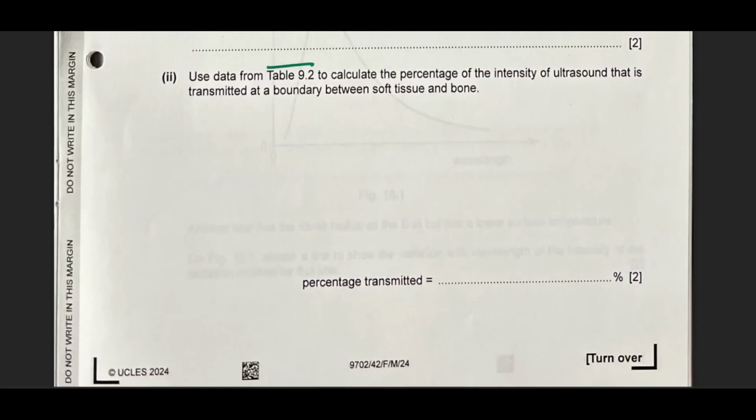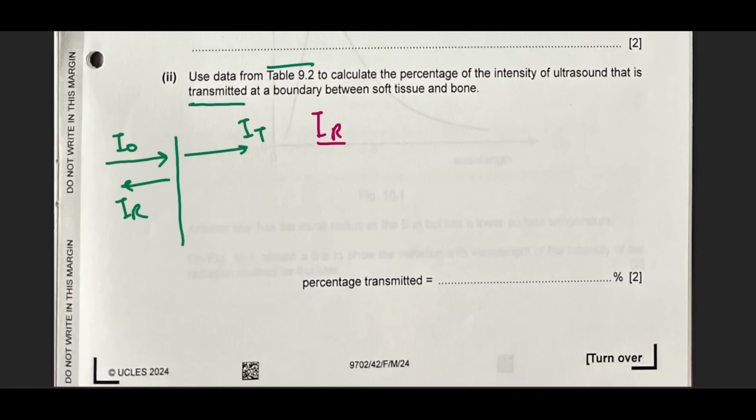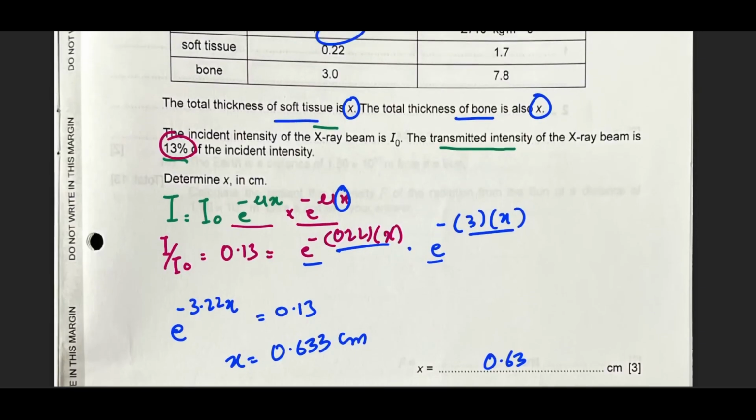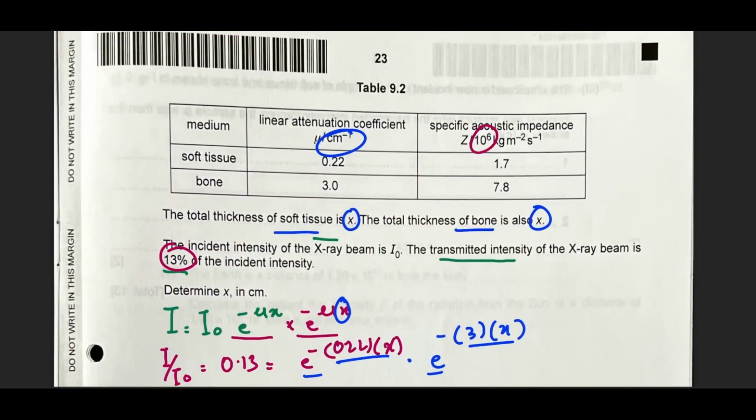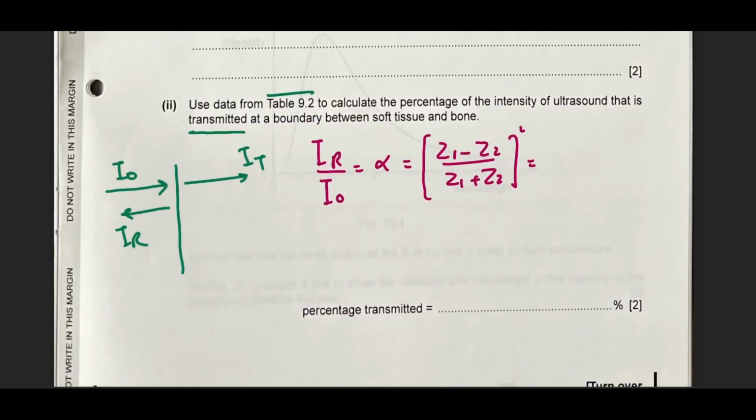He says use table 9.2 to find the transmitted intensity at the boundary between soft tissue and bone. So the formula goes like this: if this was our original intensity I naught, there will be a transmitted intensity and a reflected intensity bouncing off the boundary. So the formula is IR divided by I naught equals alpha, the reflection coefficient, equals bracket Z1 minus Z2 divided by Z1 plus Z2, whole squared. Values are taken from this. Since all of them are 10 to the power 6, I don't have to write them down completely: 1.7 and 7.8. So this is simply 1.7 minus 7.8 divided by 1.7 plus 7.8, whole squared.